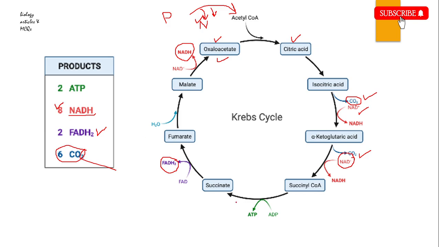And third, we are talking about the ATP molecules. We have studied that GTP was formed, and that the GTP will also convert into ATP. So in one Krebs cycle, there will be the formation of one ATP, and in 2 Krebs cycles, there will be the formation of 2 ATPs. So the total products of the Krebs cycle along with the pyruvate converting into acetyl-CoA are 2 ATPs, 6 NADH, 2 FADH2 and 6 carbon dioxide molecules.